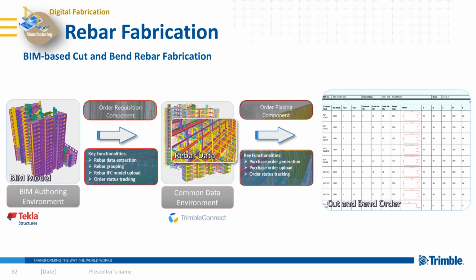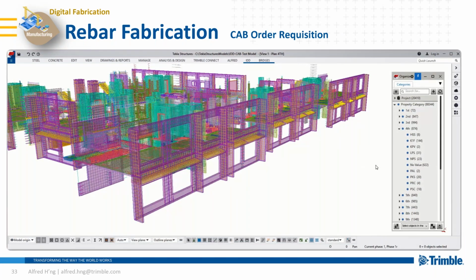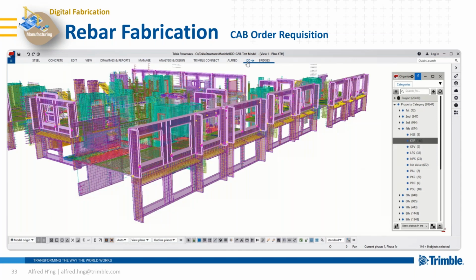The second component interacts with the CDE platform, Trimble Connect. Its key functionalities are purchase order generation and order status tracking. So to put it into action, this is how the order requisitions component works. In Tekla Structures, the detailers select those elements which are ready for cut and bend ordering.